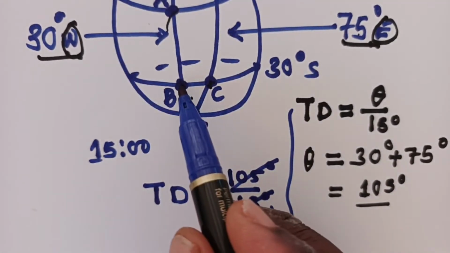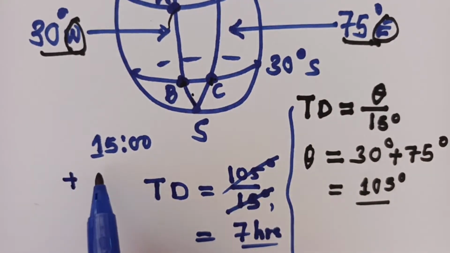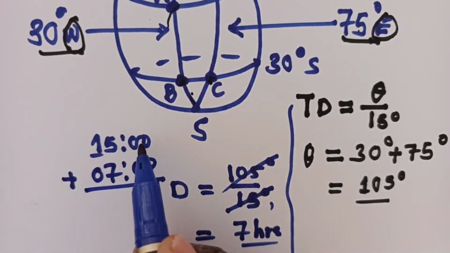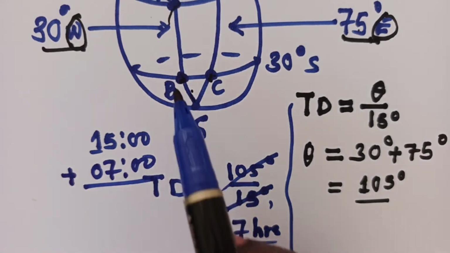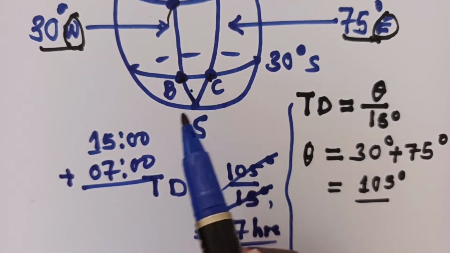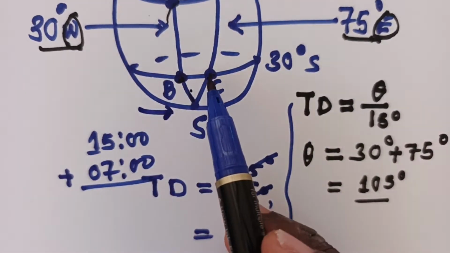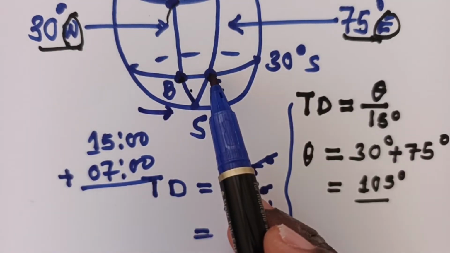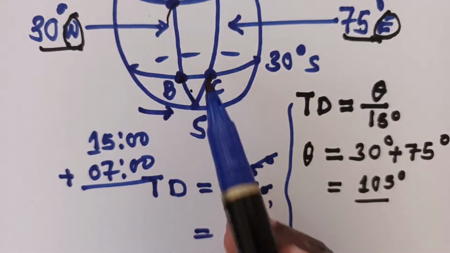Now, if the time at point B is 15 hours, what is the time at C? You're going to say plus 07 hours. So that is 15 hours plus 07. I know some of you maybe are wondering why am I adding? So when coming from left, going to right, you always add. If they said the time at C is 15 hours, what's the time at B? You are moving from right to left, you subtract. But in this case, you are moving from left to right, you always add.